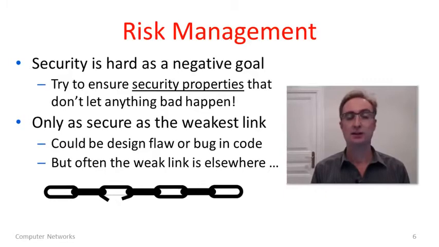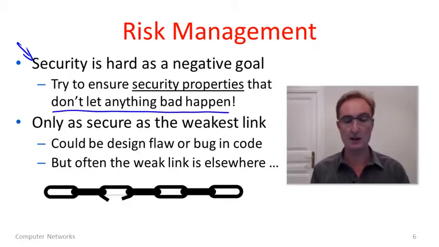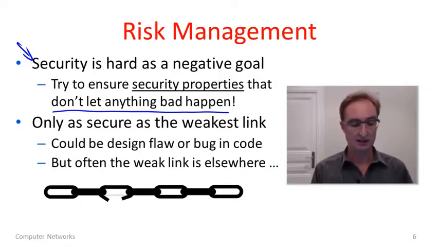So now we have a bit of an understanding of the different threats, and there are different kinds of security. As we assess security, we'll often take a risk management point of view. And this is because security is really a negative goal. That makes it hard. You're trying to stop something happening. So you're trying to ensure positive properties by making sure that you don't let anything bad happen. Well, how are you going to make sure that's the case? The difficulty here is that a system is only as secure, for whatever property you care about, as the weakest link in the chain.